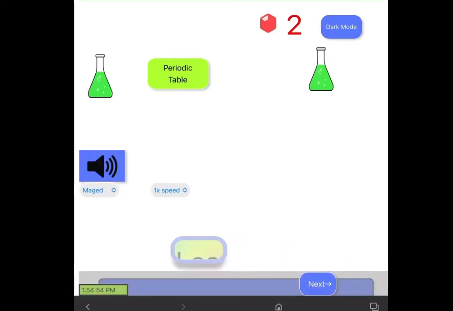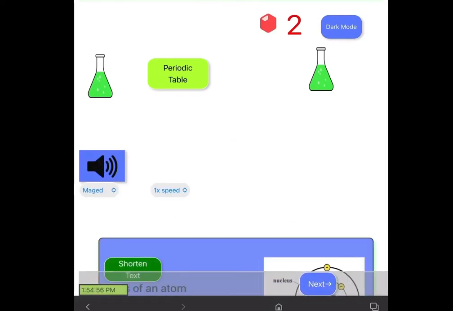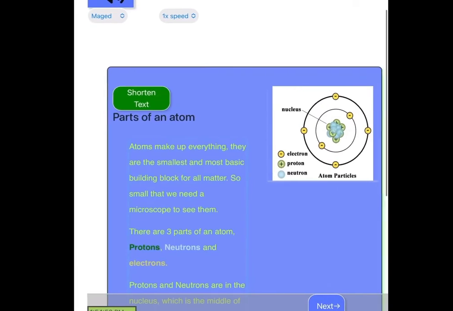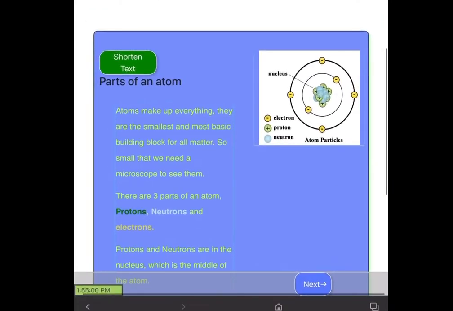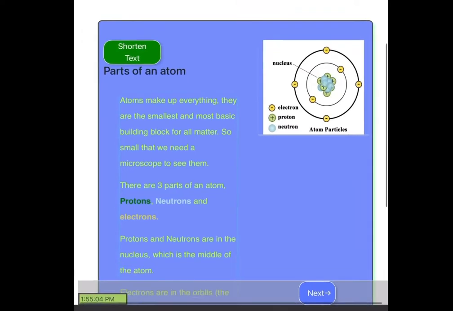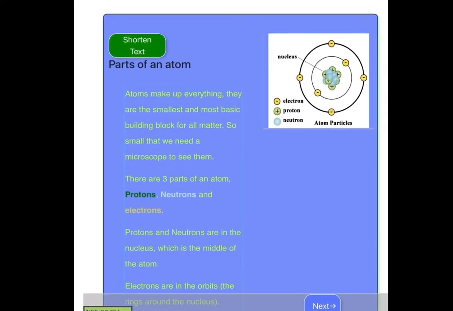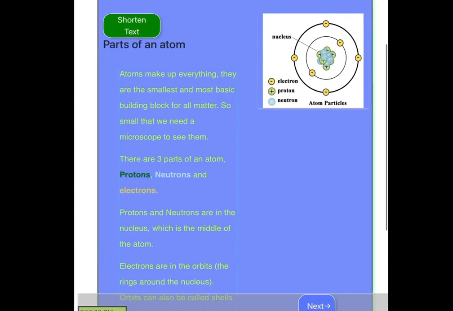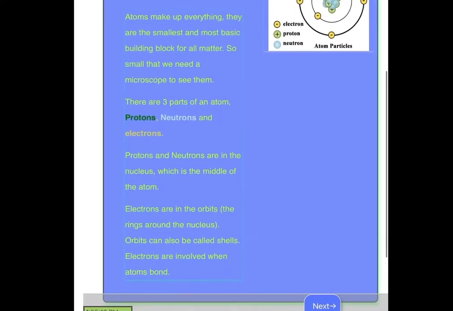Let's start with looking at the structure of an atom. All matter is made of atoms. The table, the chair, the grass, it's all made of atoms. And right now we're going to take a deeper look into what exactly an atom is. For teaching purposes, I'm going to press shorten text up here. But if you're looking at it yourself, I suggest you read through everything.